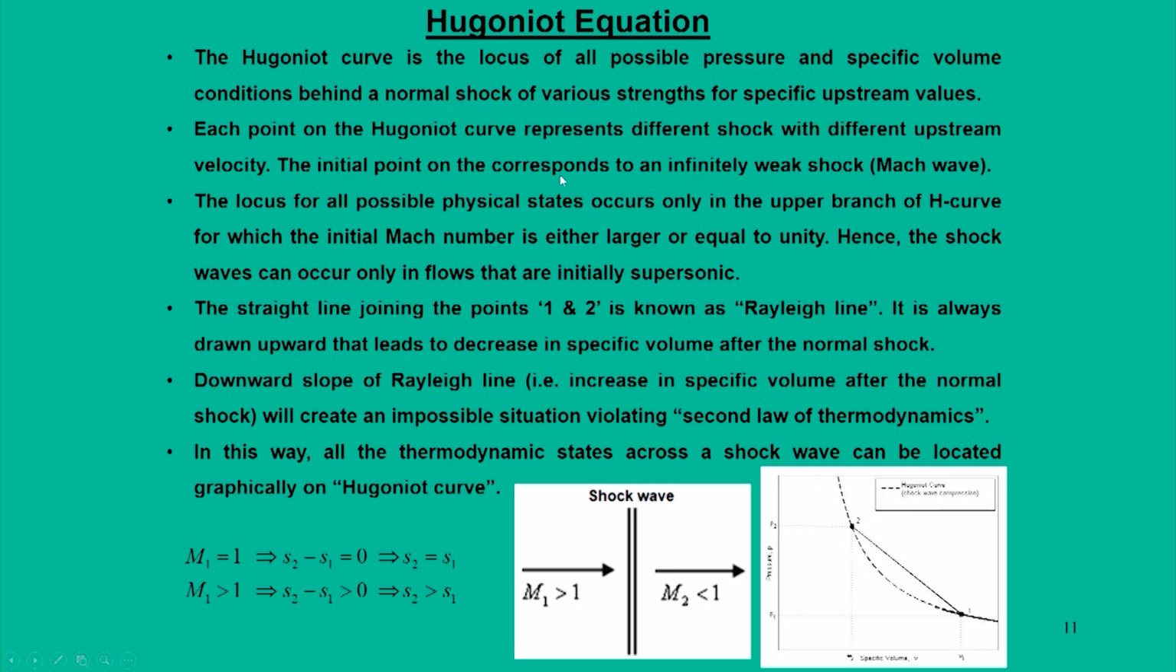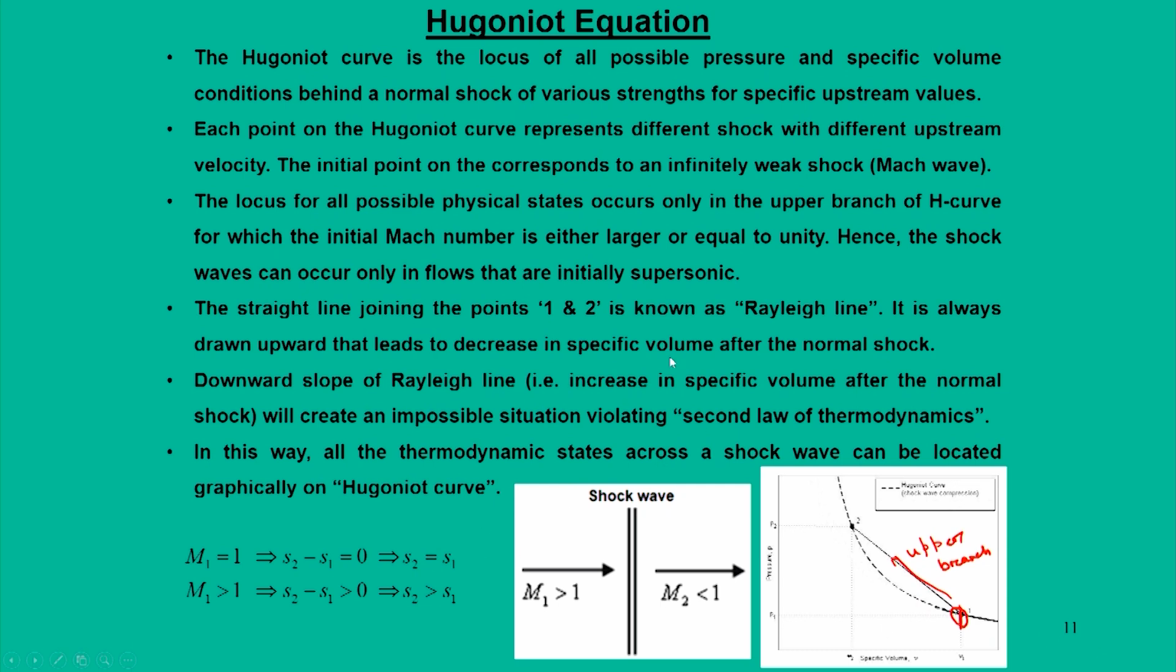The initial point corresponds to an infinitely weak shock. That means the initial point, the first change, is the weak shock, that is a Mach wave. We will talk about Mach waves in more detail at a later point. The locus for all possible points occurs in the upper branch of the Hugoniot curve, because once we fix the initial conditions, all other points we call the upper branch. We cannot extend this towards the lower branch.